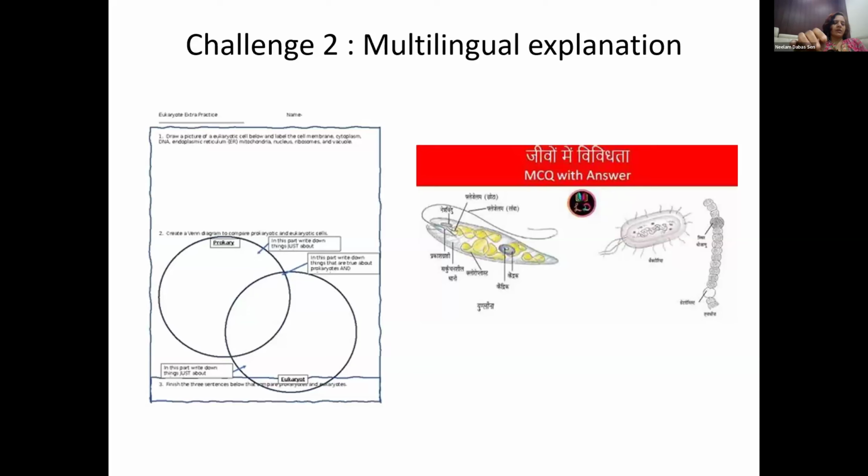And second, there is the challenge of linguistic diversity. Not everyone in class has the same linguistic roots, especially in a country like India, where we have so many different languages. So on the left-hand side, you can see a practice sheet that helps students understand the concepts of prokaryotic and eukaryotic cells. But many non-native English-speaking students would be left out of understanding the concept which is explained on the left side.